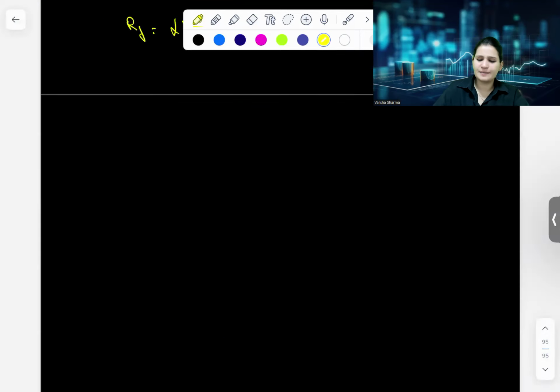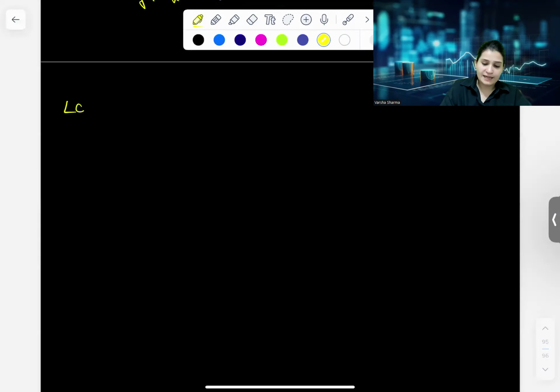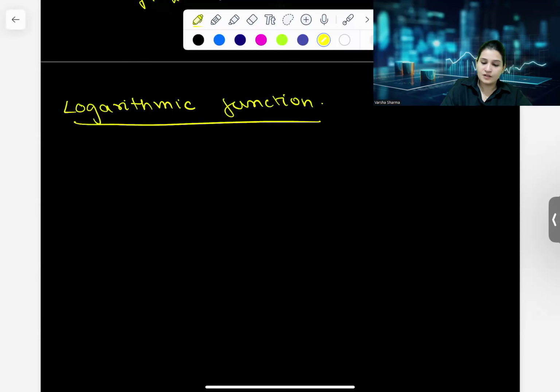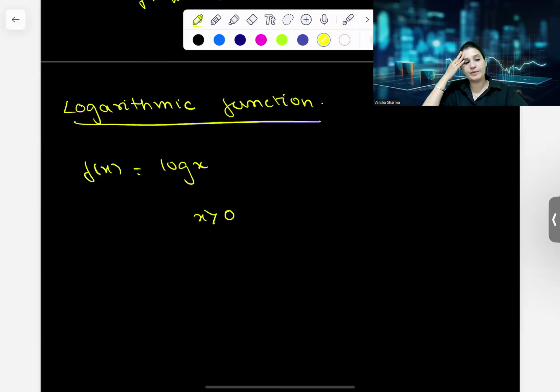And last, just a little MCQ. Logarithmic function. If the function is log x, x has to be greater than 0. We only talk about domain here. We don't talk about range. x always has to be greater than 0.